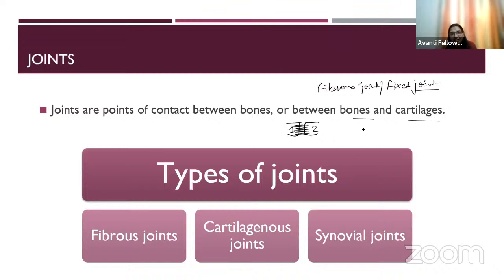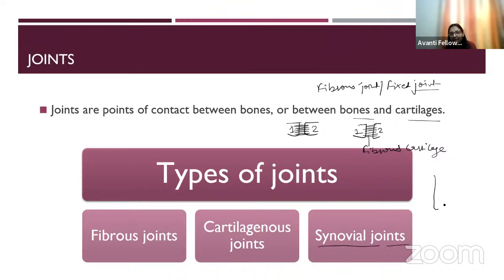Next comes the cartilaginous joint. In the cartilaginous joint, the two bones are joined by fibrous cartilage, and they show slight movement.